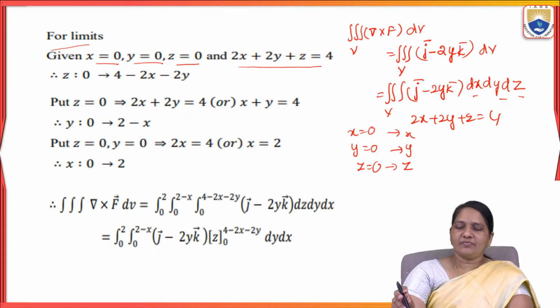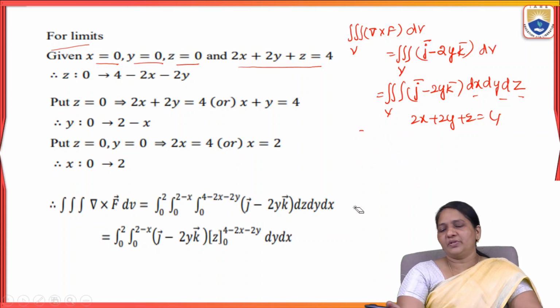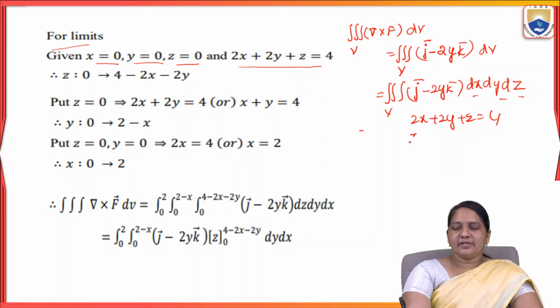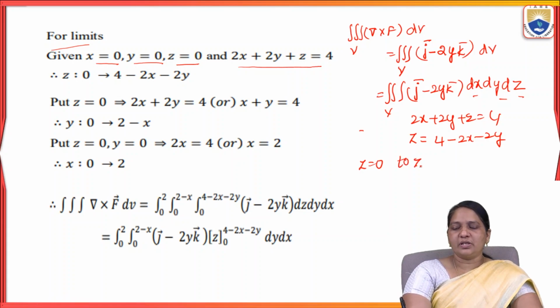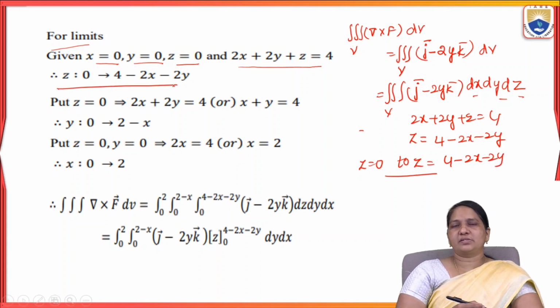Okay. So here first we will take the plane. From this I can write the z value, z equal to 4 minus 2x minus 2y. Already I know z is starting from 0. So z is 0 to z equal to 4 minus 2x minus 2y. So these are the z limits.